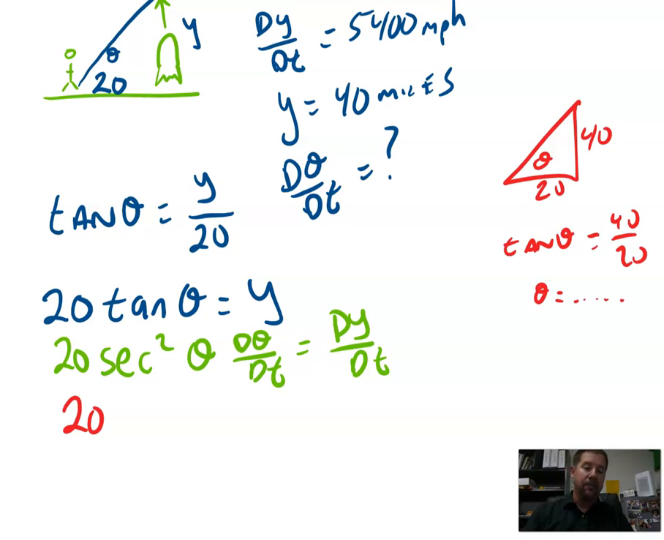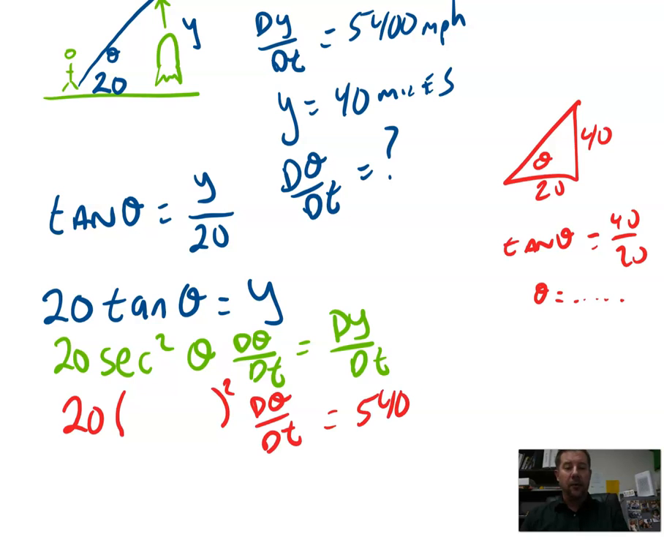Some approximation. However, I'm going to say that this type of question is frequently a non-calculator type of question. We need to be able to do this without a calculator. So we're going to come back to that in 1 second. But what we're going to end up doing is finding secant of theta squared instead. Right? Secant squared. We are looking for d theta dt. And I know that dy dt is 5,400 miles per hour. All right?